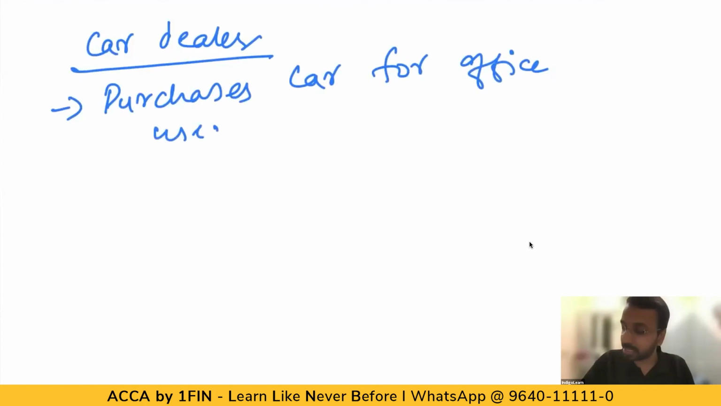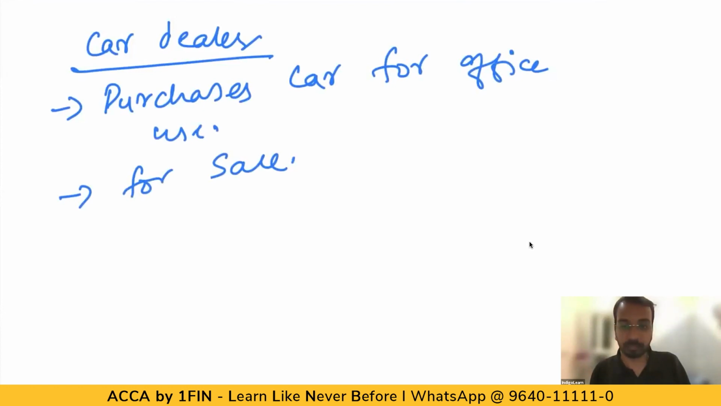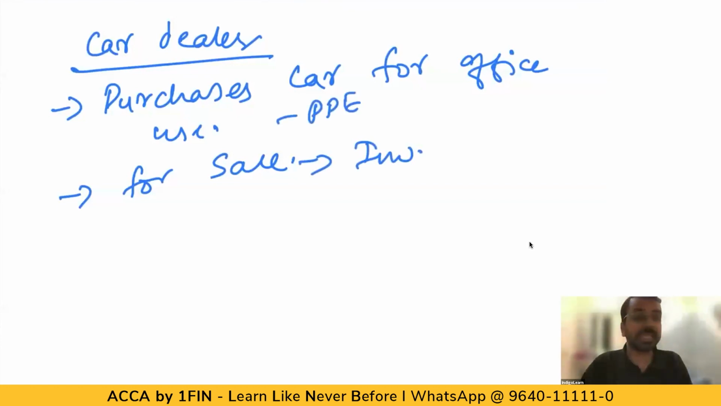If the car dealer purchases a car for sale, then it is inventory. So if it is for sale, it is inventory. If it is for office use, it is PPE. This distinction is very, very important. The car dealer may also have a car as property, plant and equipment. The car dealer may have a car for sale also, right?